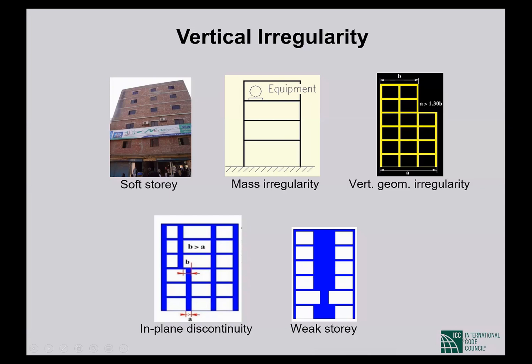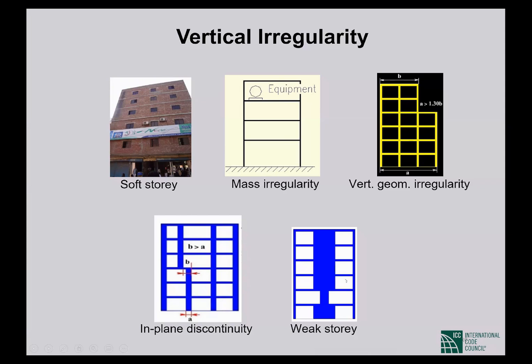In-plane discontinuity: in one plane of a frame, if, say, a column is shifted, then that causes in-plane discontinuity. We can see this discontinuity in the plane of the frame. That's why this is called in-plane discontinuity. Sometimes we call it floating column. So that's another type of discontinuity.